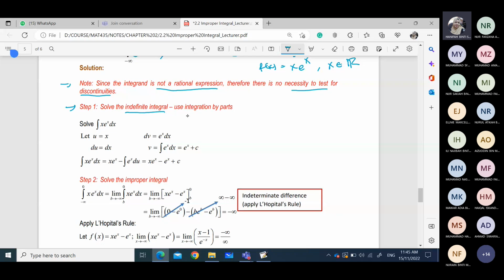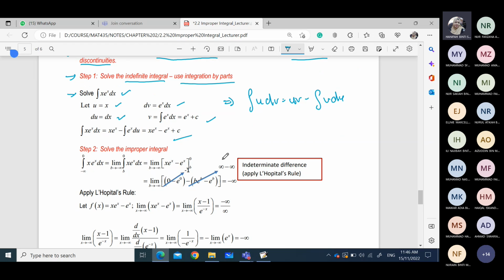For this case we use integration by parts. So solve the integral of x e to the power x dx. Let u be x, so we differentiate and have du equal to dx. The rest is our dv, so dv is e to the power x dx. We integrate both sides, then we have v equal to e to the power x plus c. We apply integration by parts, which is the integral of u dv equals uv minus the integral of v du. Solve this, and you will get the answer x e to the power x minus e to the power x plus c.